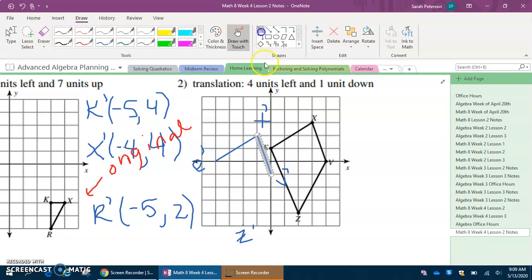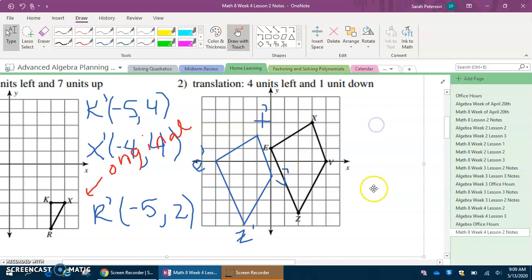And then I'll do it again. V prime. And this is not going to be exact because it's computer and math is better on paper anyways. And then, so as you can see, my image is the same as the pre-image. It just moved. The sides are still the same. The angles are still the same. These two shapes are still congruent.